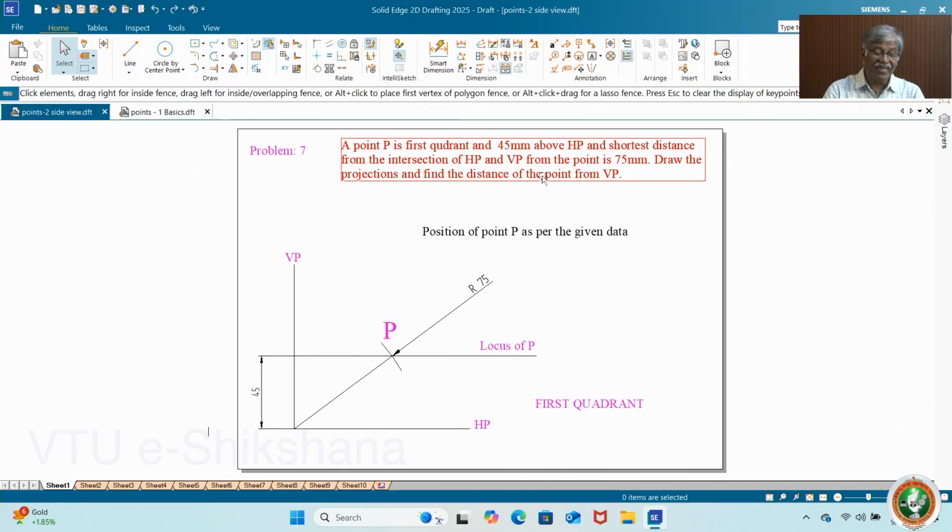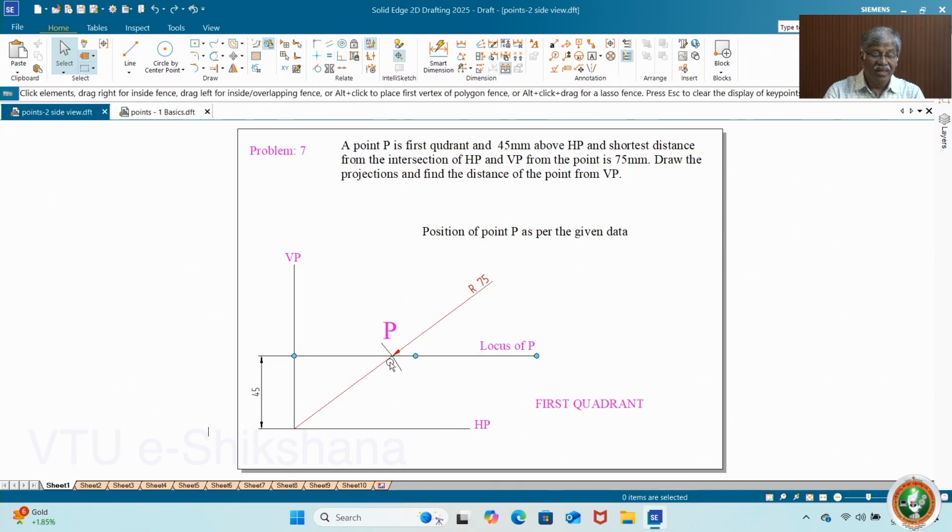Actually, you can see the side view of a quadrant, or the side view of the reference coordinate system. We always refer to the quadrant VP and HP as an L shape, and that also gives you the side view of the reference. Now you can see he has given 45 mm above HP. I have taken 45 mm above HP and drawn the locus of the actual point P. But I don't know how much it is from VP, but he has given the shortest distance.